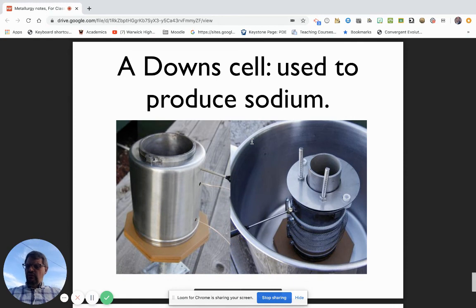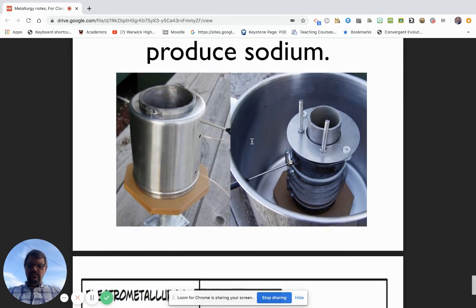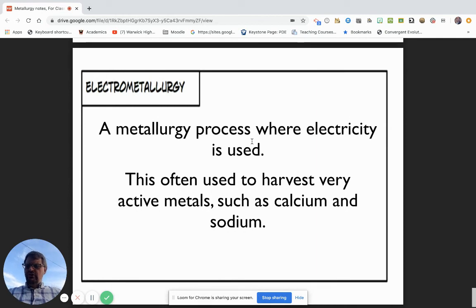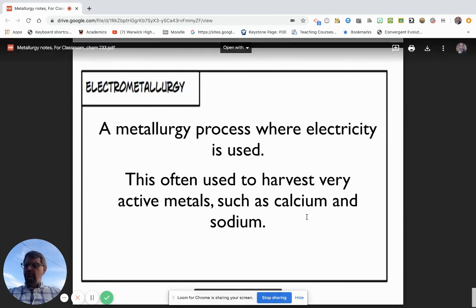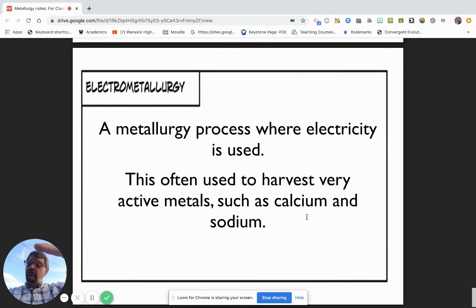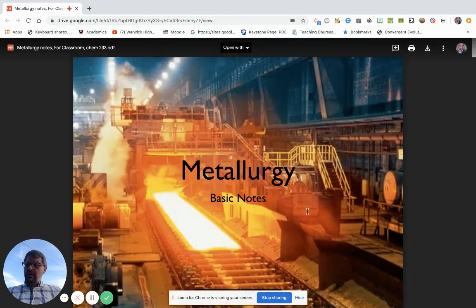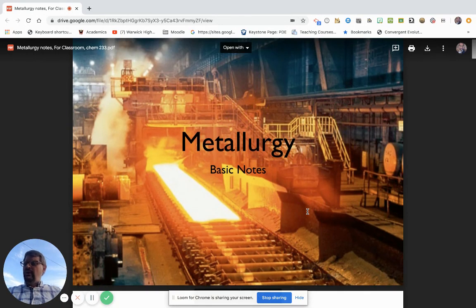Here's what one actually looks like. And there it is. So in electrometallurgy, we're using electricity to get the metal from the mineral. And this is often used to harvest metals that are high on that activity series, things like sodium and calcium and lithium, etc. So that's a really basic overview of metallurgy. How do we get metal from ore and minerals?